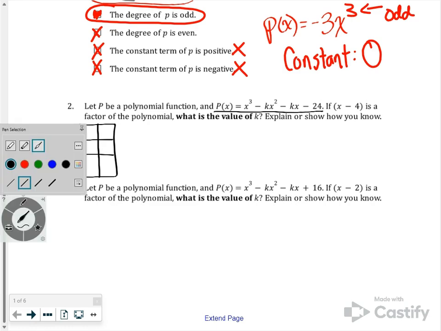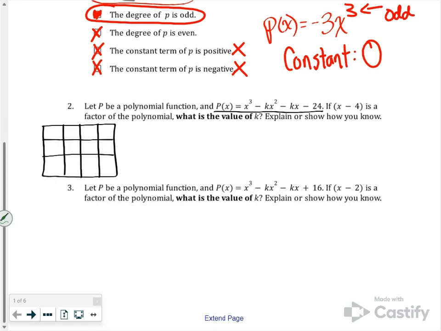So what we notice here is that this is telling us that x minus 4 is a factor of the polynomial. So if it's a factor, that means I can divide out that factor. And so I'm going to put the x minus 4 over in the left part of the box. And then I'm going to show this p of x polynomial is going to be in our box.